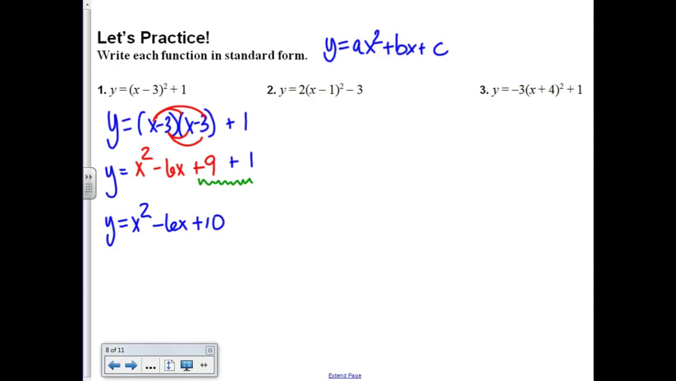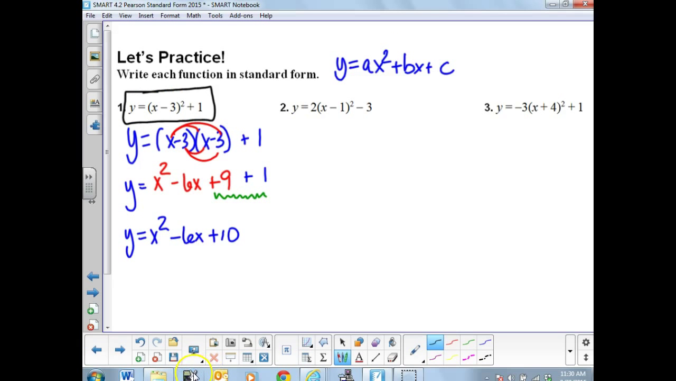I have a question, though. What if I was lazy and I said, you know what, I refuse to FOIL that out? But my teacher just asked me to find the y-intercept for this graph. One, we could graph it. Yeah, we could go to our calculator, and we could go to y equals, and we could type it in and see where it crosses the y-axis a couple different ways. There's another way we could do it.